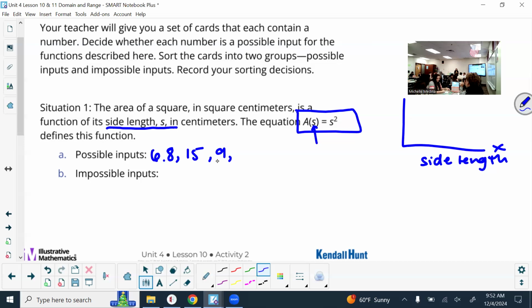So while you're thinking about it, let me just point out there's different types of numbers, right? Like there's positive numbers, there's negative numbers, there's decimals, there's whole numbers, there's fractions. Can side lengths be decimals? Like when you measure a length, it's going to be a decimal. So any decimals that are also not negative, because when you have a negative side length, any positive decimals should be in your list of possible inputs. So class, what are some more possible inputs?